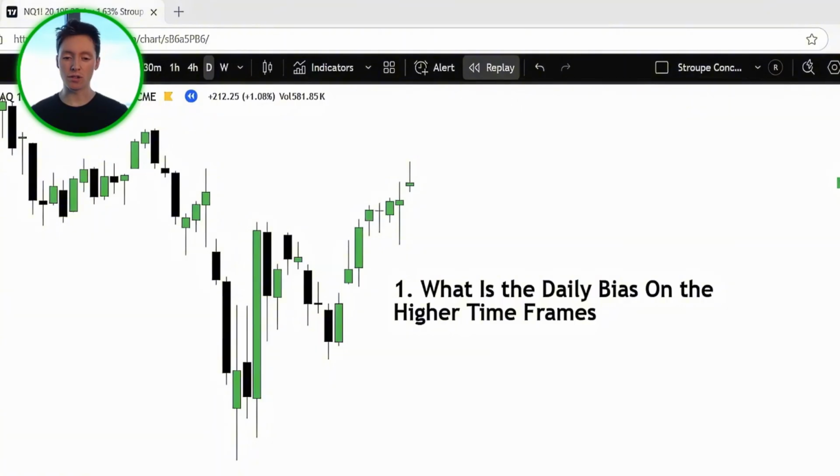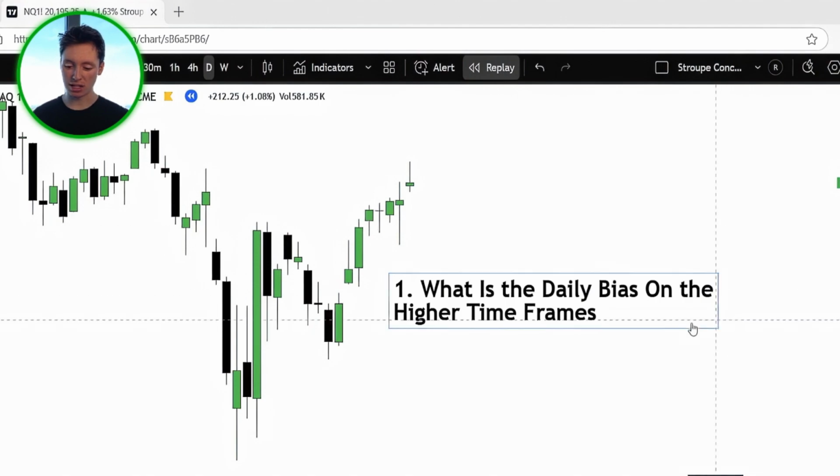The first part of this strategy is to ask yourself, what is the daily bias on the higher time frame? Do we think price is going to continue upward, or do we think price is going to continue downward? How we find that is by looking at the current candle.